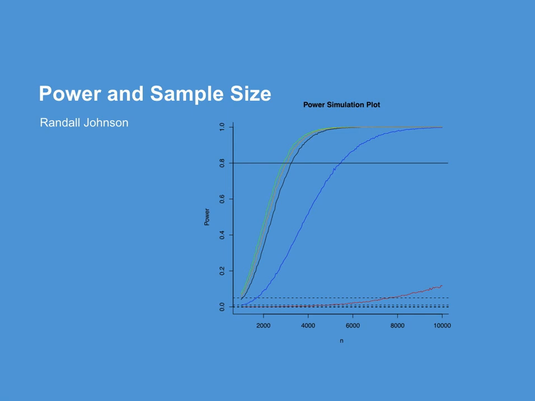This is something that you want to do when you're designing a study, is get an idea for what your expected statistical power is going to be, so that you can have a reasonable chance of being able to get the answers to the questions that you want to ask.